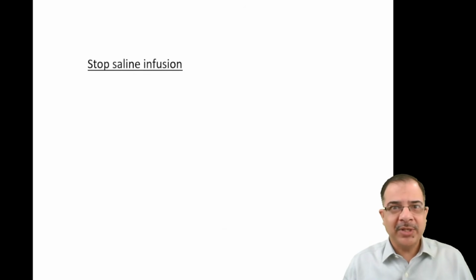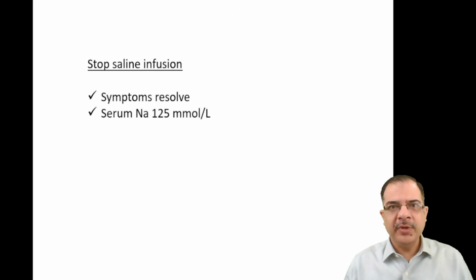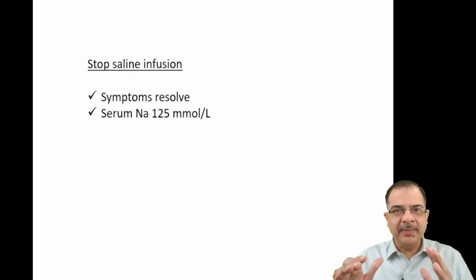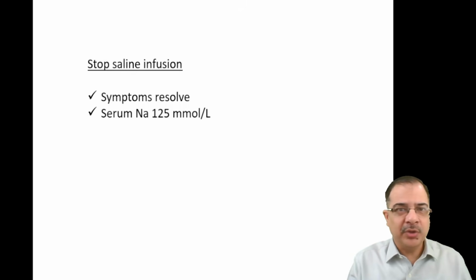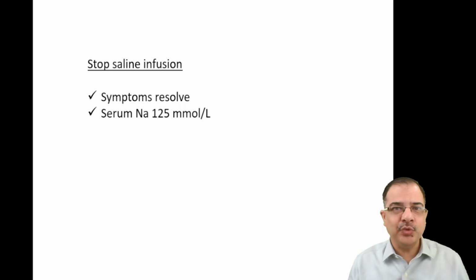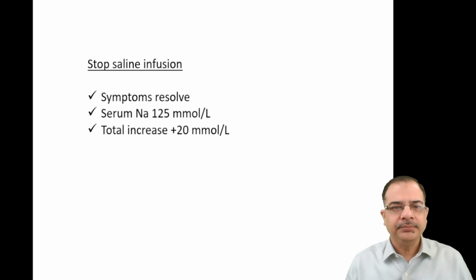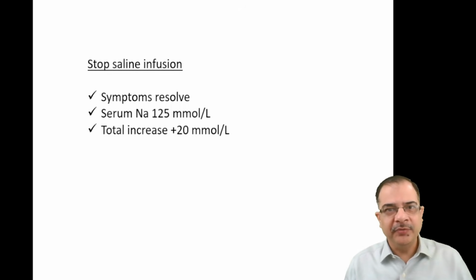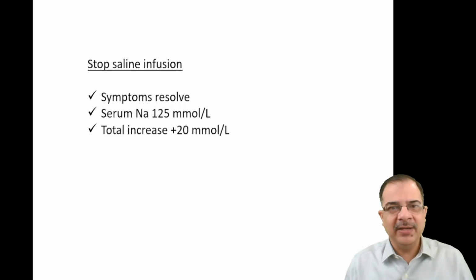Now, stop the saline infusion. 3% saline should be stopped if any one of these is achieved: symptoms resolve, or serum sodium absolute value becomes 125 millimoles per liter. So we keep the patient slightly hyponatremic. Do not correct the sodium immediately. And the total absolute increase is +20. So we will keep the levels there only.